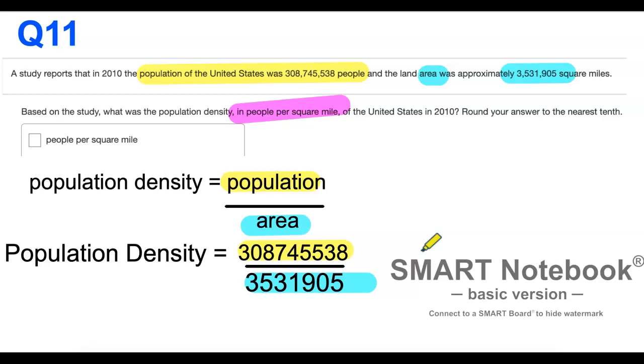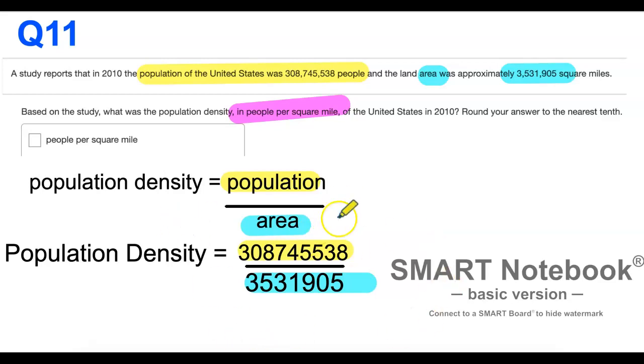So we're just going to take our two numbers right from the problem. Population density is equal to 308,745,538 divided by the area, which is 3,531,905 square miles. So you're going to take those two values and divide them on Desmos.